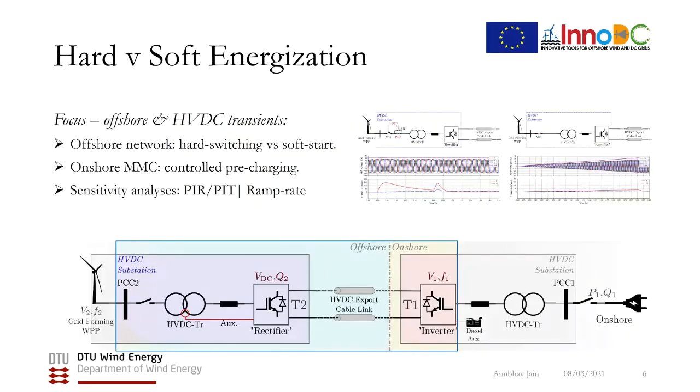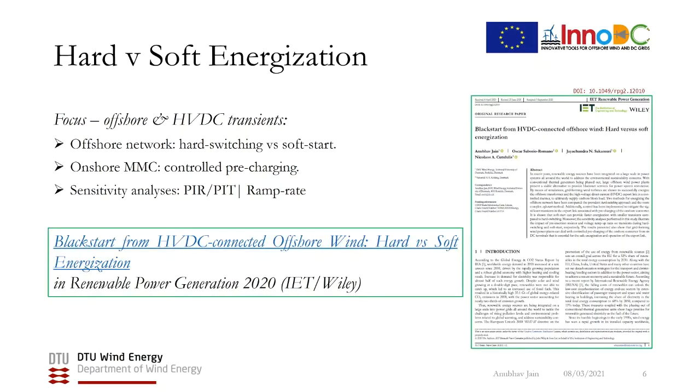After simulating the entire energization sequence, we first focused on the transients related to the offshore network, i.e. the offshore transformer and MMC, and the HVDC export link, especially the onshore MMC pre-charging. Sensitivity analyses were also done to illustrate the impact of a pre-insertion resistor and voltage ramp-up rates on the transients during hard switching and soft start respectively. The results were disseminated in the final conference of promotion and published in Renewable Power Generation 2020.